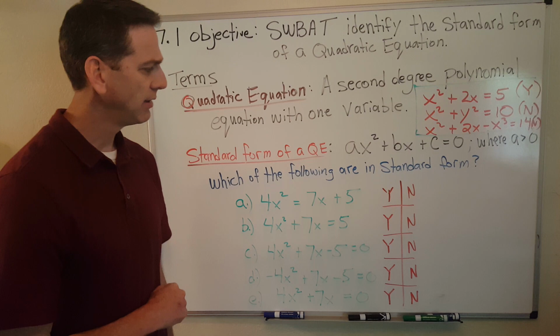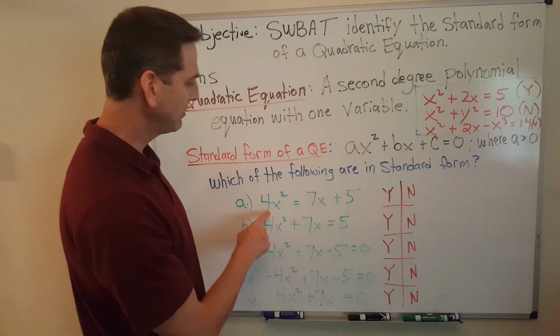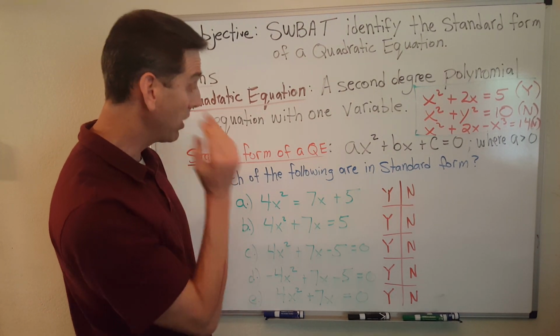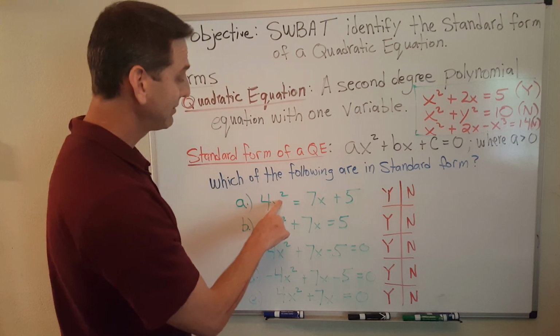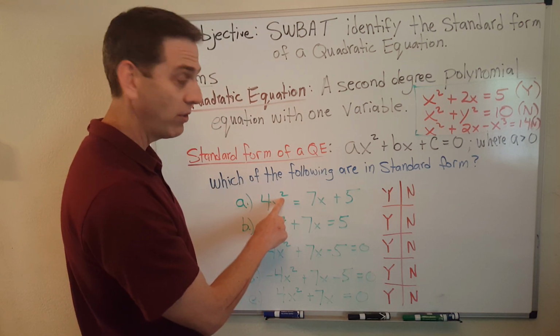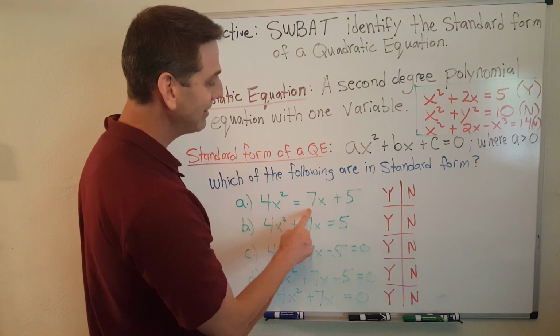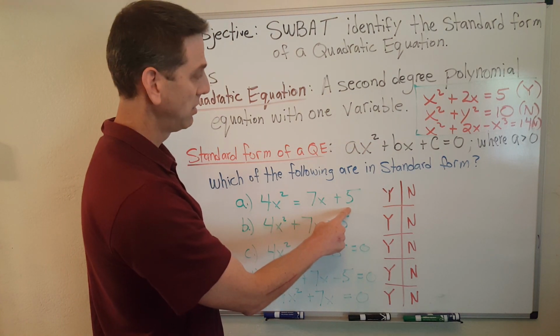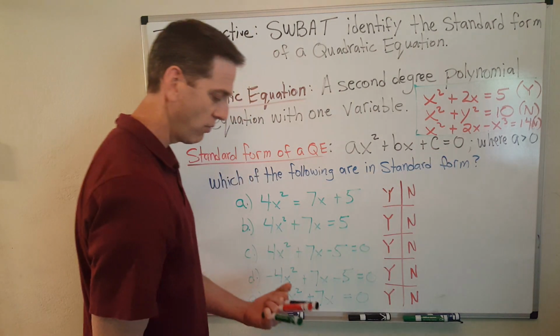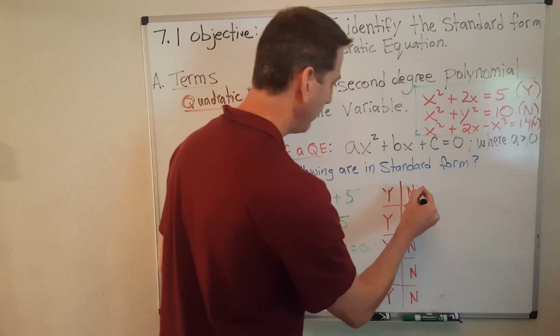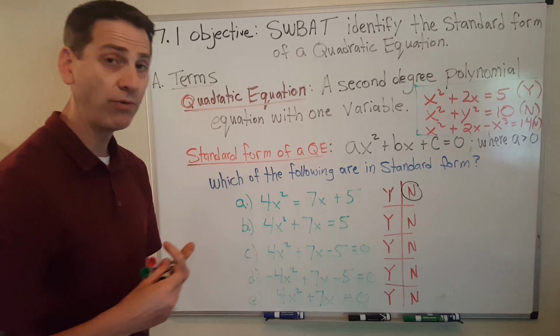All right, let's take a look. Is it in standard form? Well, it's got the x squared out in front, correct? Just like here. But notice that it's not equal to 0. It's not equal to 0. Therefore, this is not in standard form.